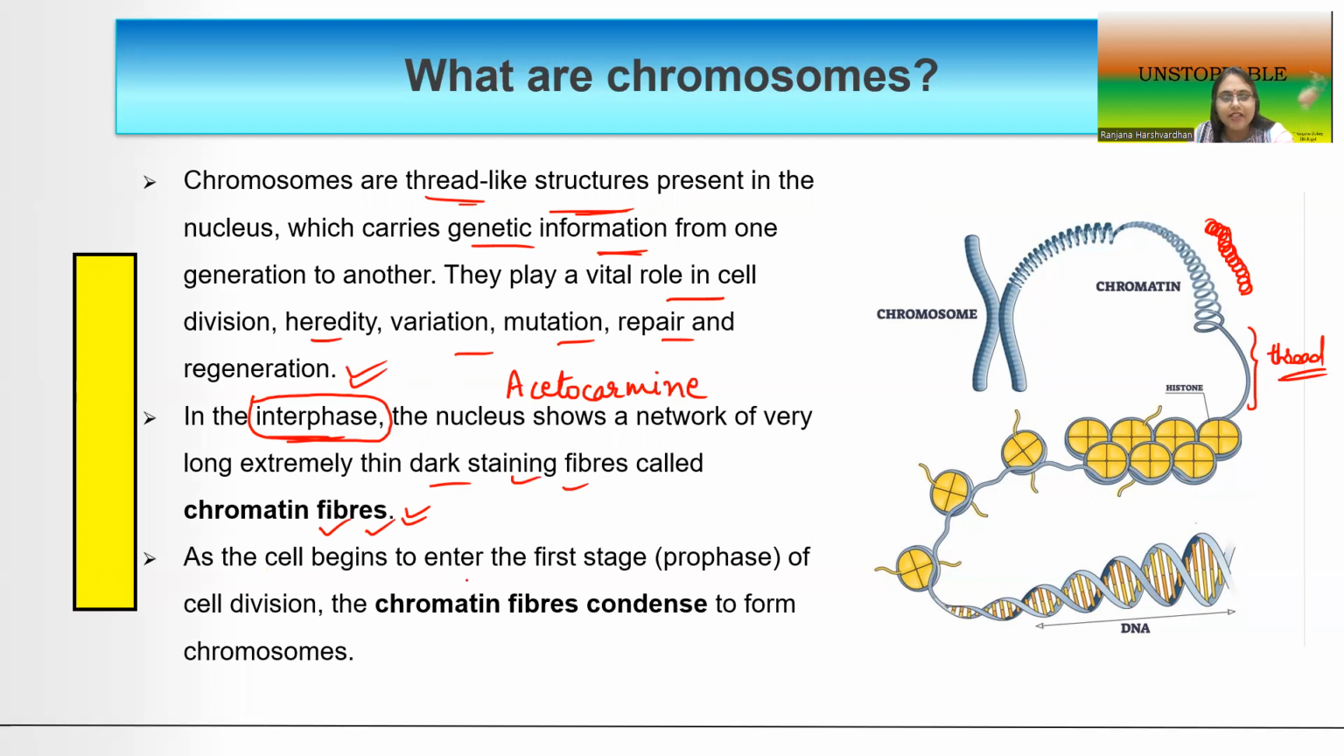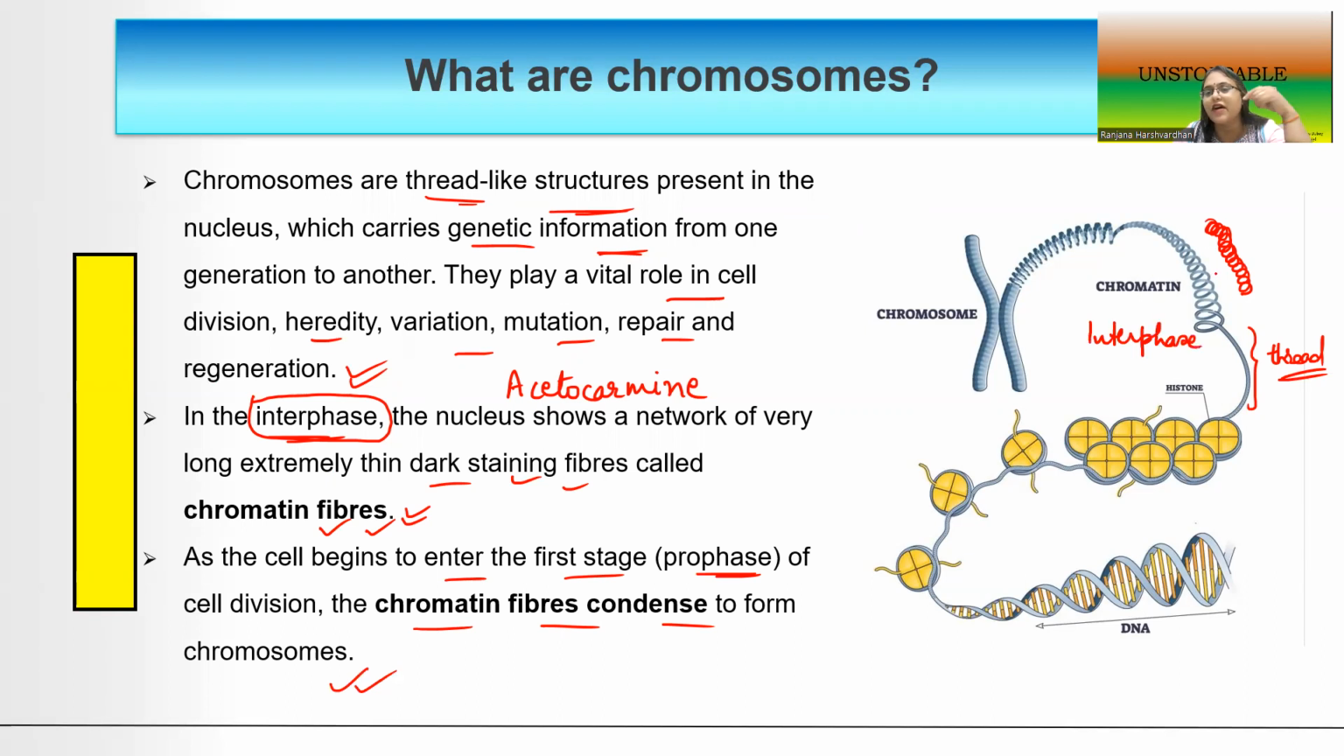Now, as the cell begins to enter the first stage after interphase, the first phase of cell division, which is also called prophase, which we would be dealing with in detail in the coming session, what do we see? That the chromatin fiber has condensed to form the chromosome.